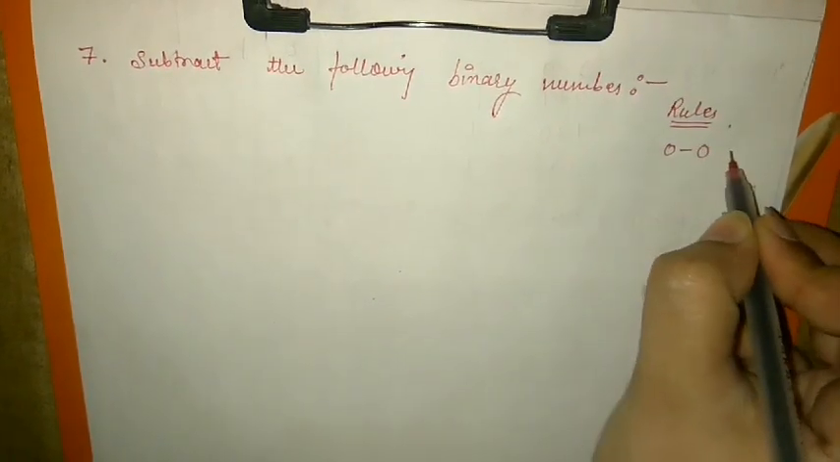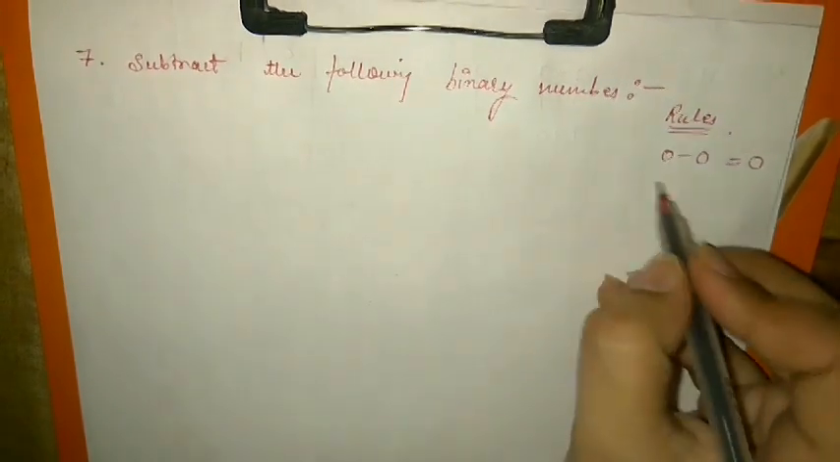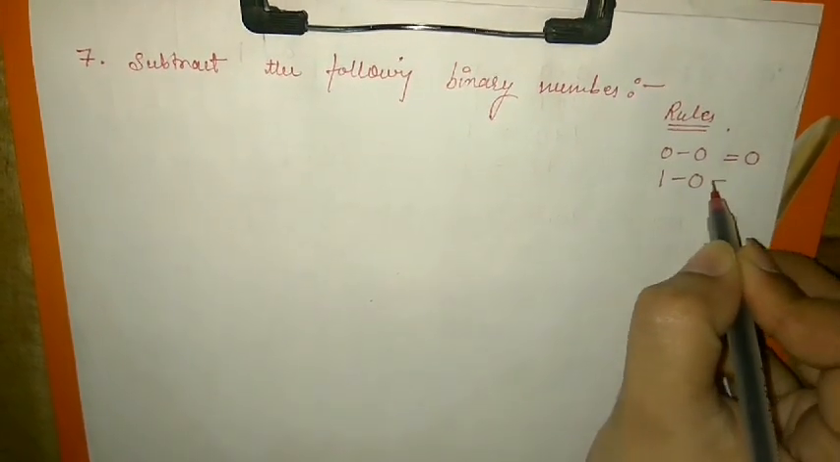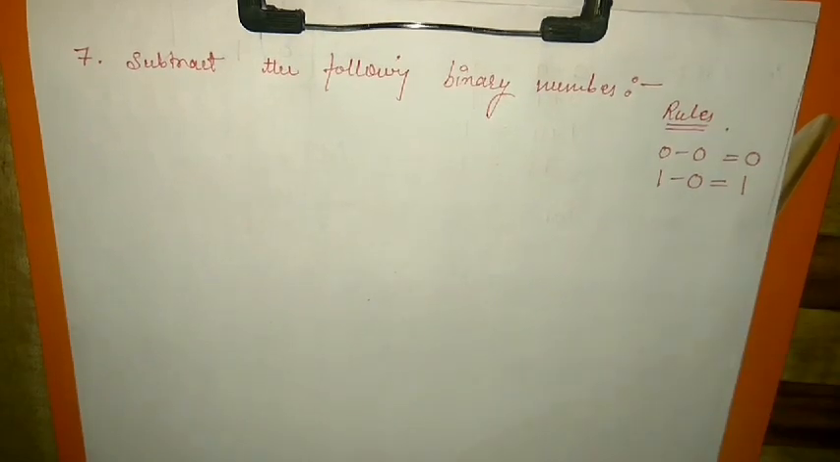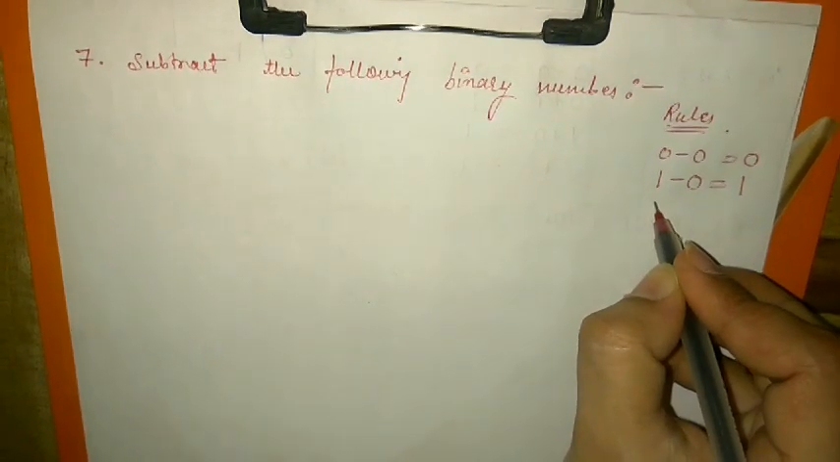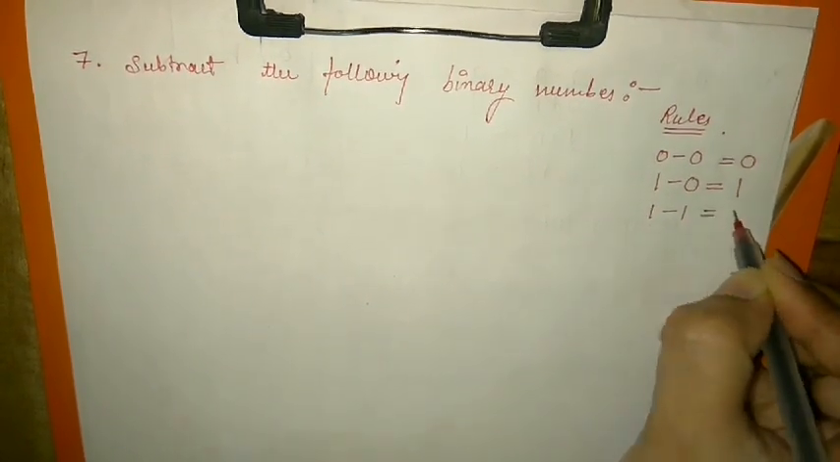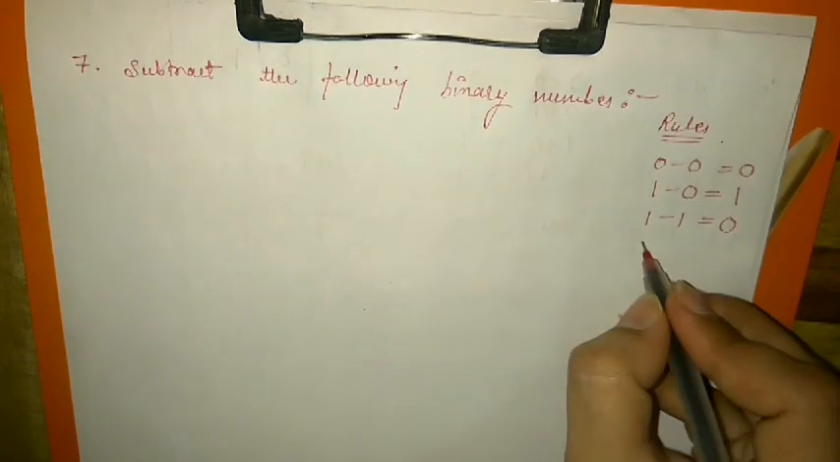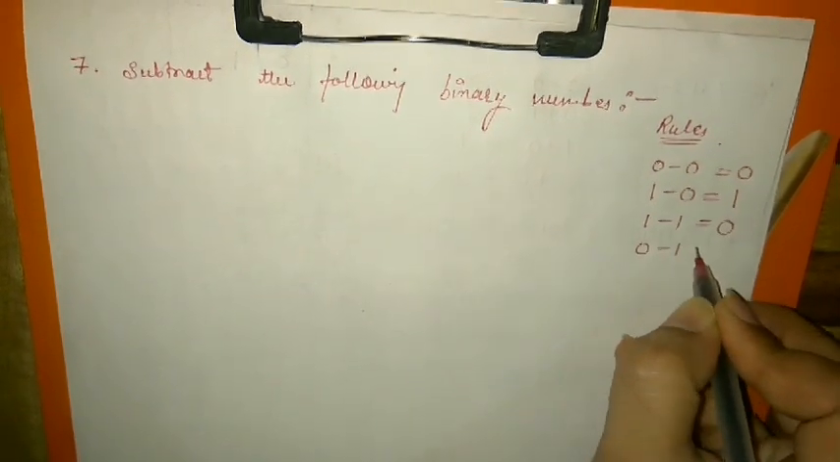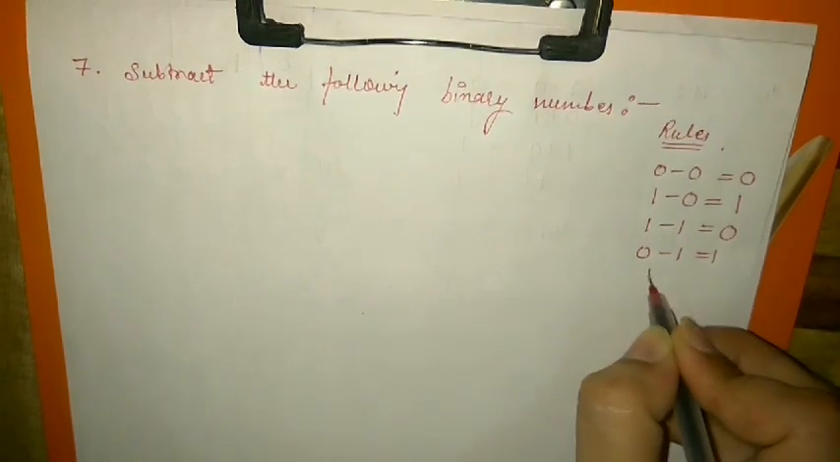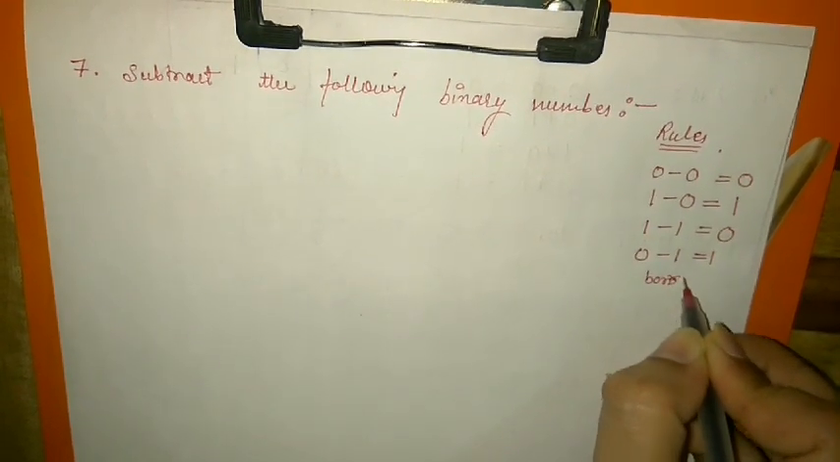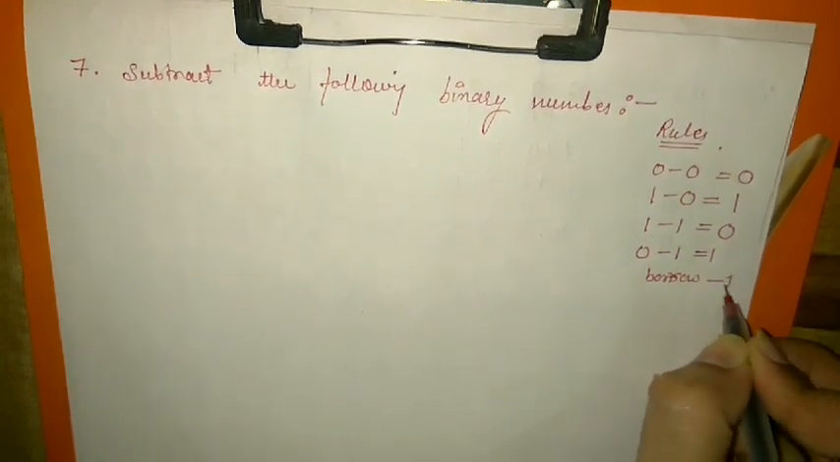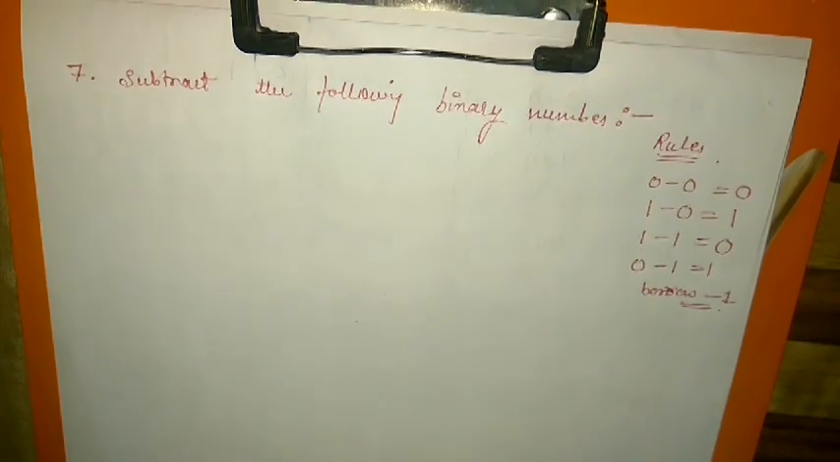0 minus 0 is going to give you 0. Okay. 1 minus 0 is going to give you what? 1. Yes. Now again, 1 minus 1 is going to give you 0. And 0 minus 1 is going to give you 1, and it has to take a borrow from the left hand side as 1. Okay, likewise you are doing in your mathematics.